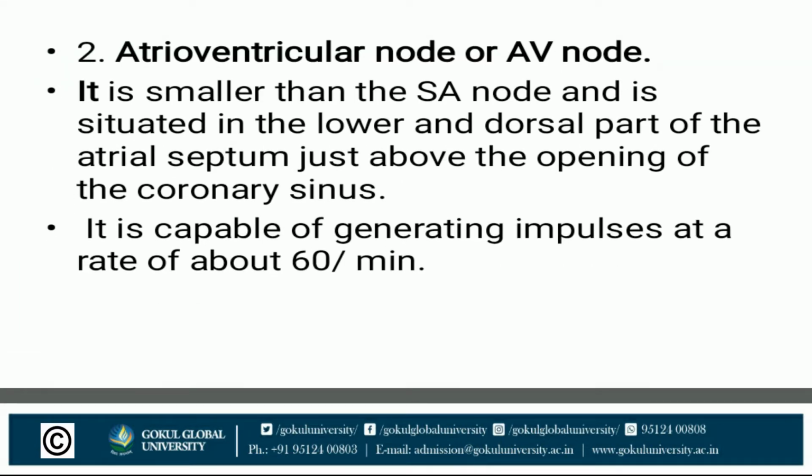Second, the AV node. First we saw the SA node, the sinoatrial node, now the atrioventricular node. It is smaller than the SA node and is situated in the lower and dorsal part of the atrial septum, just above the opening of the coronary sinus. It is capable of generating impulses at a rate of about 60 per minute. In the SA node we saw 70 per minute, here 60 per minute.